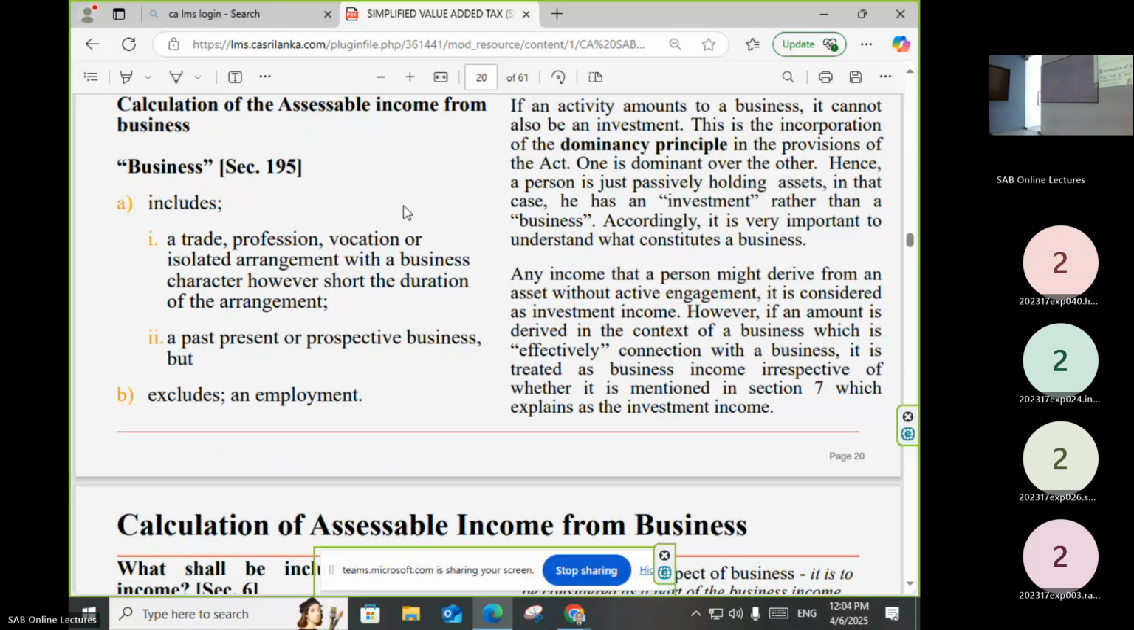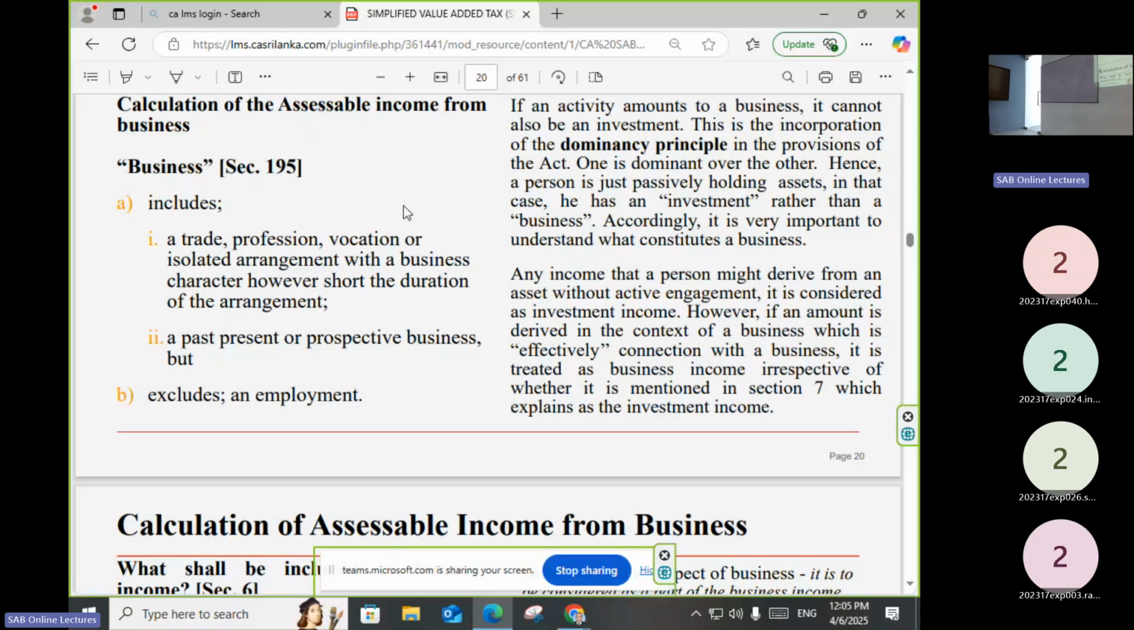Right? So in case of this business income, investment income, that's a dominancy principle we need to follow. If it is coming under the business income, we have to work it out as business income. It's not coming under the investment income. In the provision of that, one is dominant over the other.